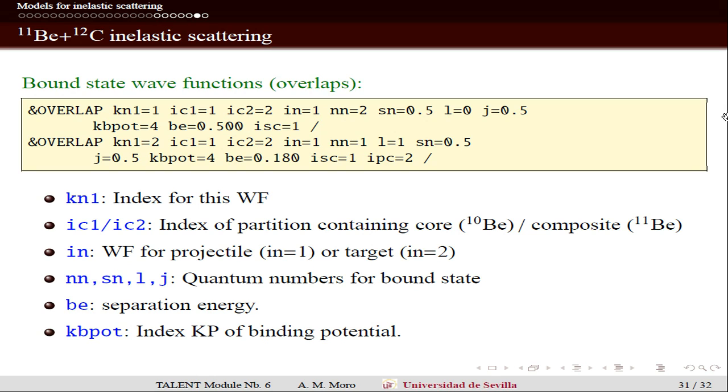And the same for the excited state. Now the quantum numbers are 1p 1/2. We use the same potential, but we change the separation energy. So this is the information required to generate these bound states.